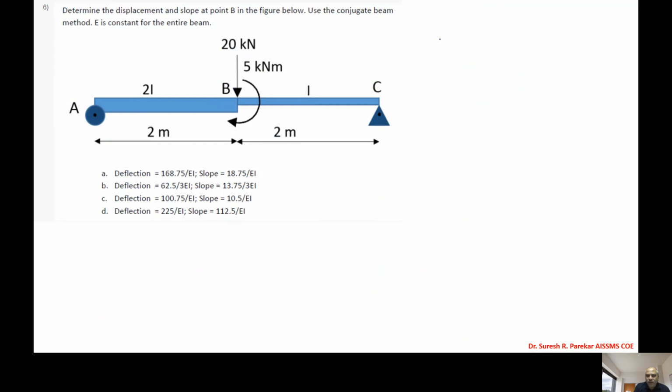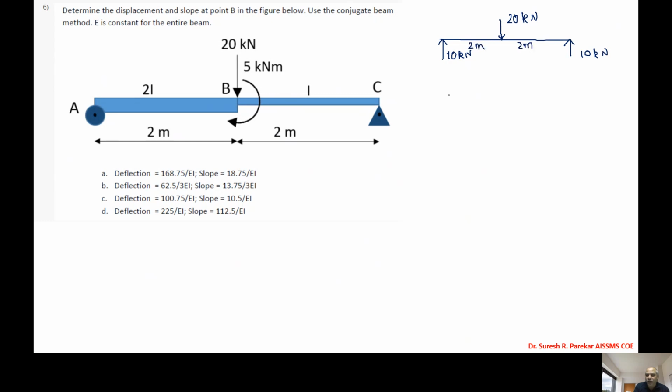Now we have to go first with BMD for 2. Your conjugate beam and actual beam in this case will remain the same. And then we have this as 20 kilonewton. So first I will take, and from this I will get this as 10 kilonewton. We will get this as 10 kilonewton. And distances we have 2 meter, 2 meter.